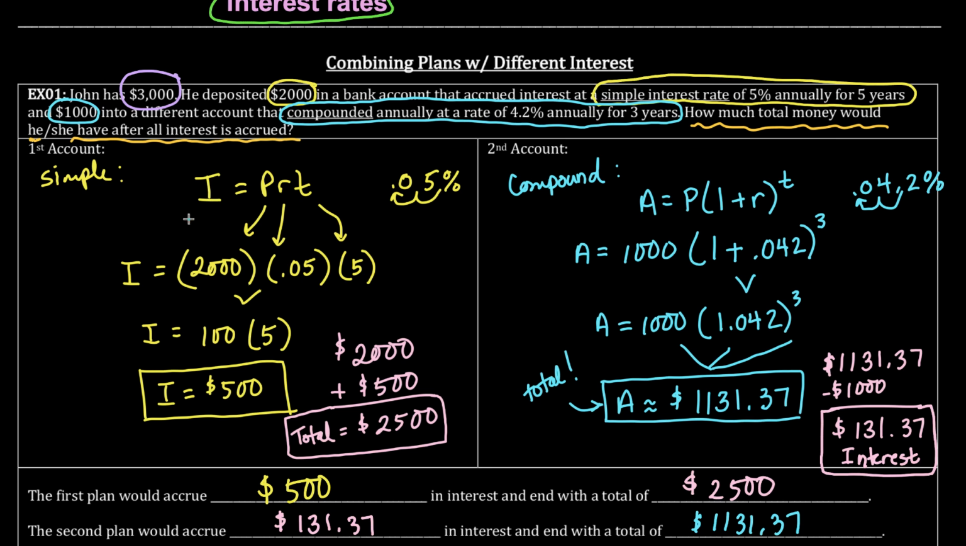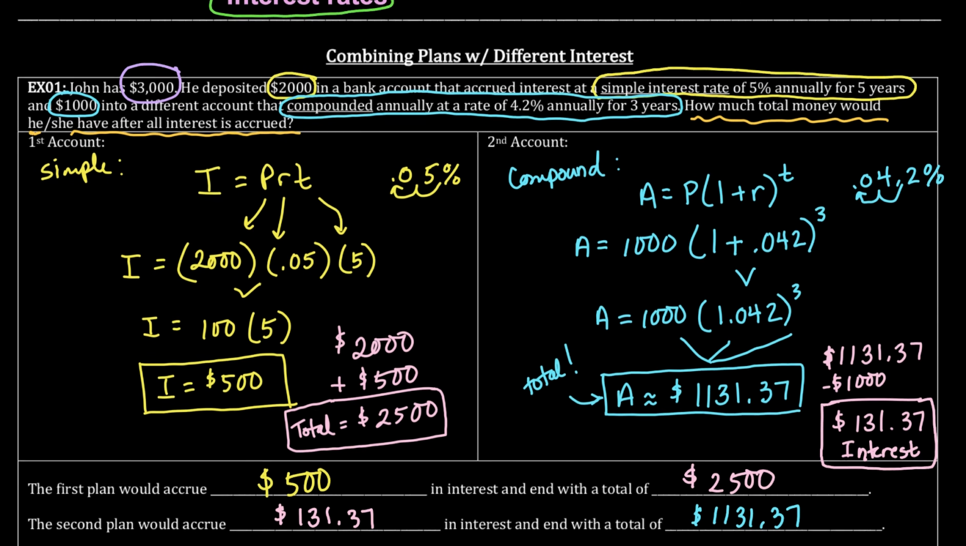So let's back up. This is our first plan. We use simple interest, so it gave us an interest of 500. We had 2,000 in the bank already, and so now we have 2,500. The second account was compound interest. So we put it in, all that math, and then we end up with a total of $1,131. That's the total. So to get the interest, we had to subtract how much we started with. We started with 1,000. We ended up at $1,131.37.